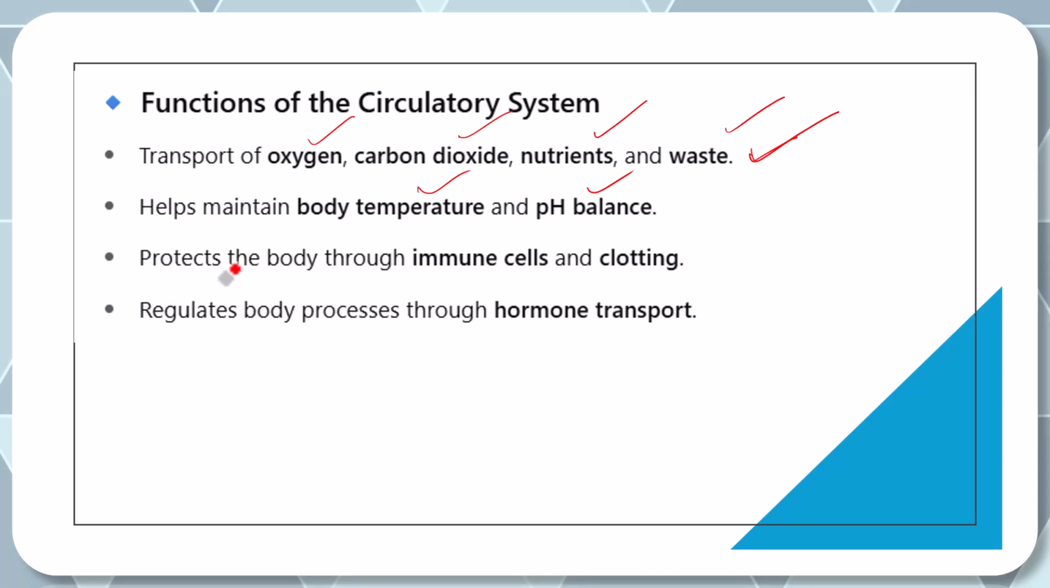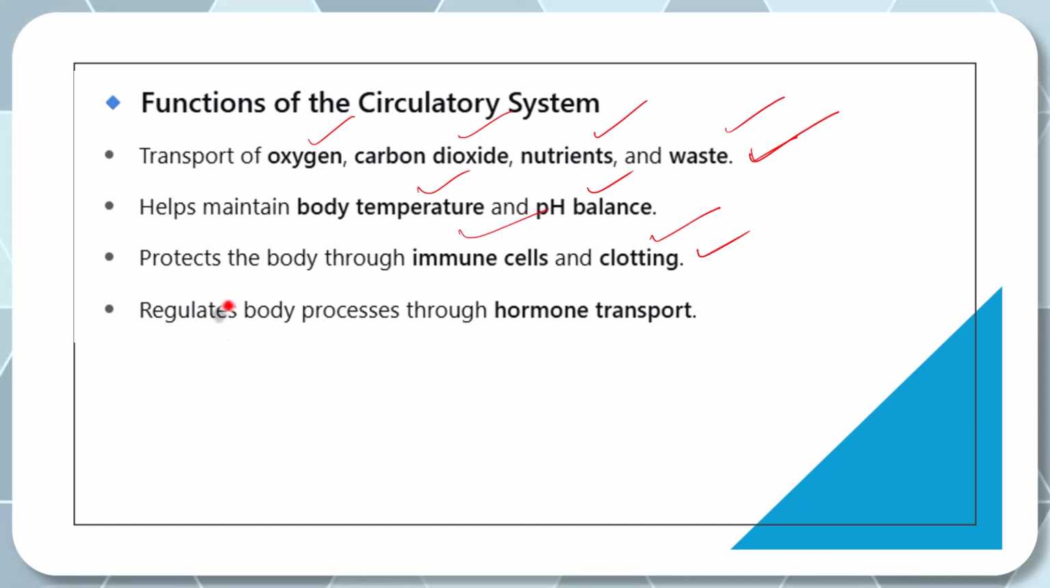The other thing about the blood is that it protects the body through immune cells and clotting. So protection. We spoke about the white blood cells, and we talked about the platelets. Platelets will clot, and then the white blood cells are going to fight your pathogens.